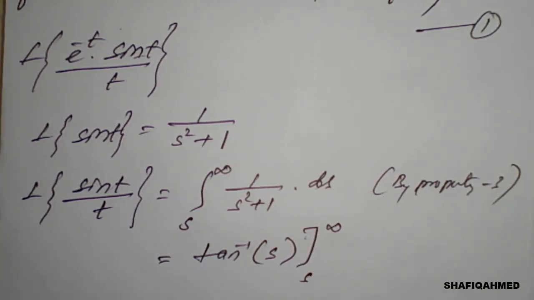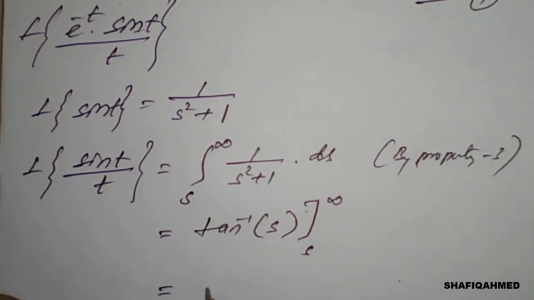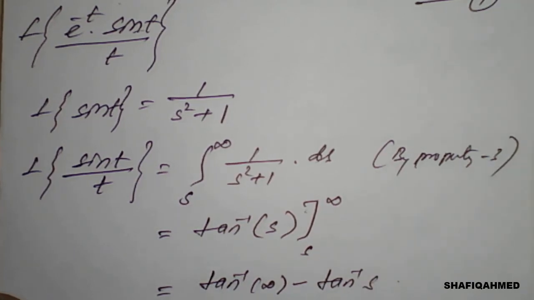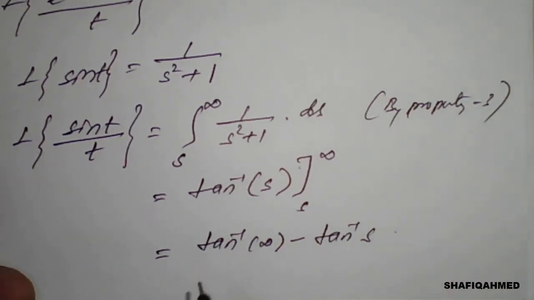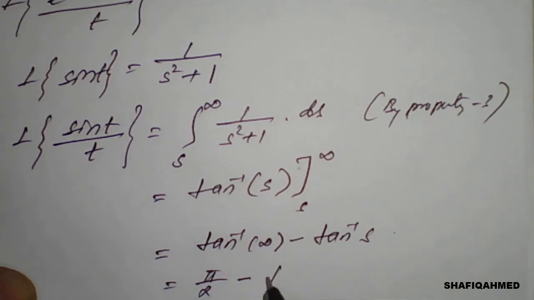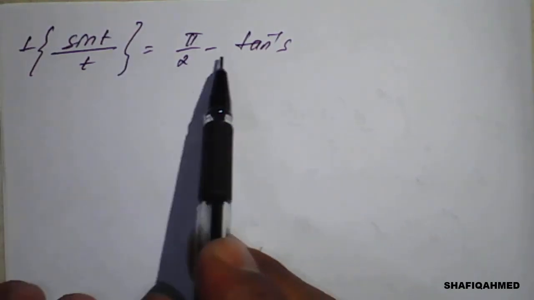If you apply upper and lower limits here, what happens? It will become tan inverse of infinity minus tan inverse of s. But tan inverse of infinity is nothing but pi by 2, minus tan inverse of s as it is. So we got this result finally.